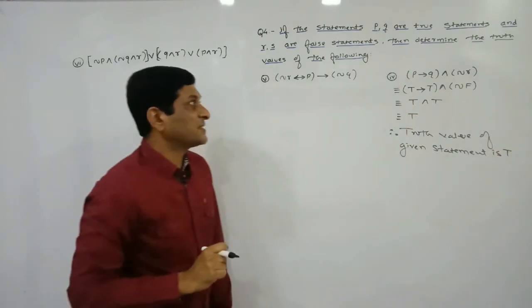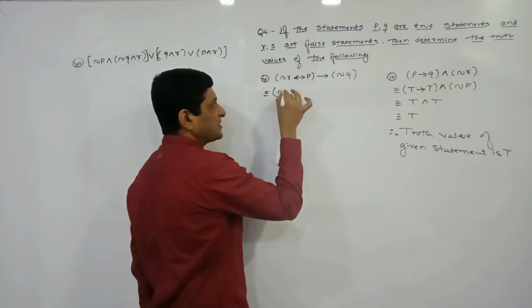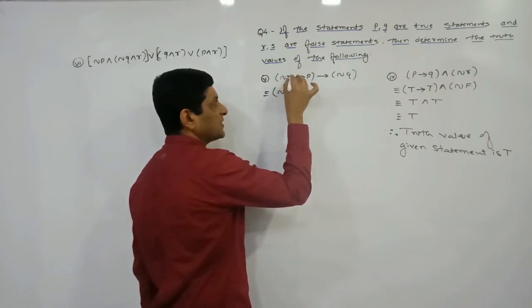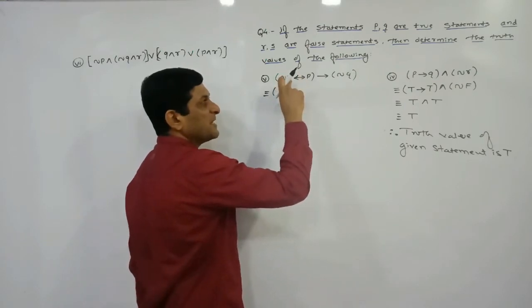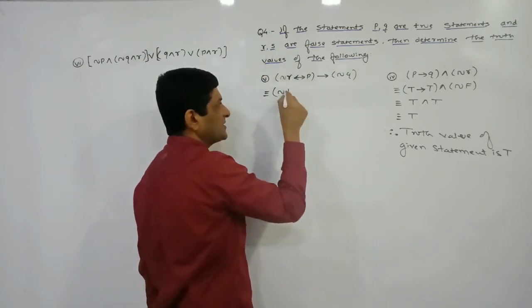Now let us see this next example. Here also we are using the same method, keep the bracket as it is, the symbolic representation also as it is. So only replace the small letters by their truth values. R is what? False.